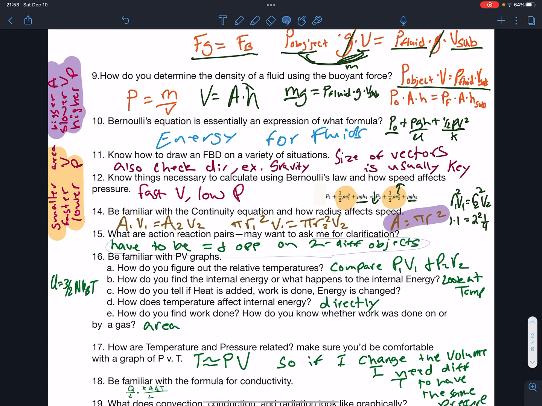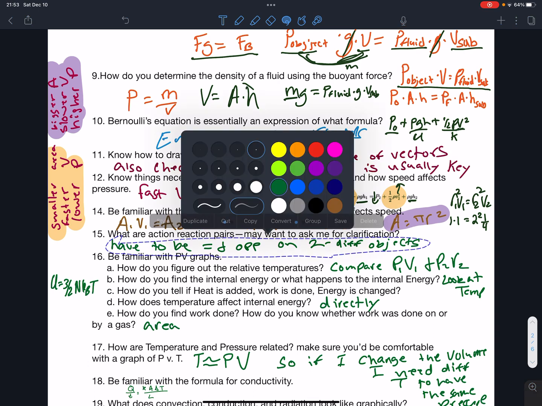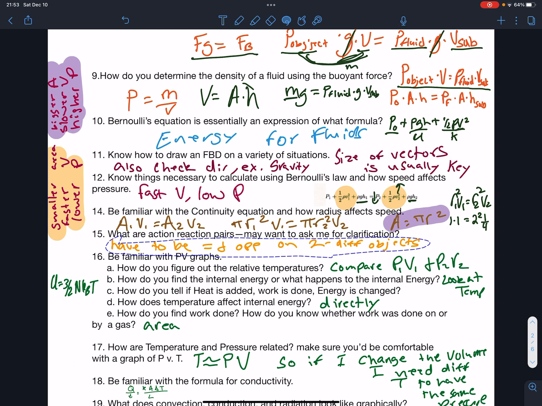What are action-reaction pairs? This is the part that often gets kind of annoying because they seem a little bit pedantic, but they are questions that are definitely going to be asked. The key thing to action-reaction pairs is that they have to be equal and opposite. That's part 1, the part that everybody remembers, and that's good. But it has to be on 2 different objects. So that's the key. It has to be on 2 different objects.